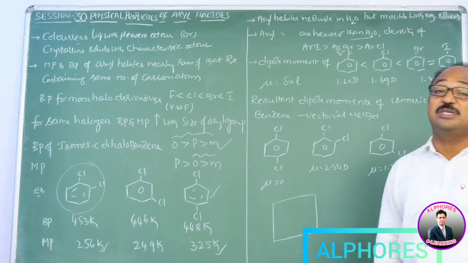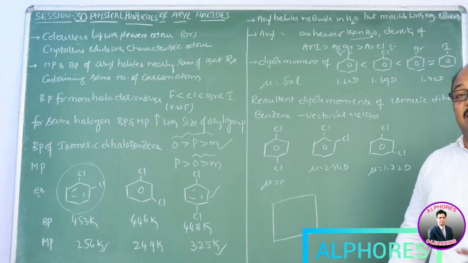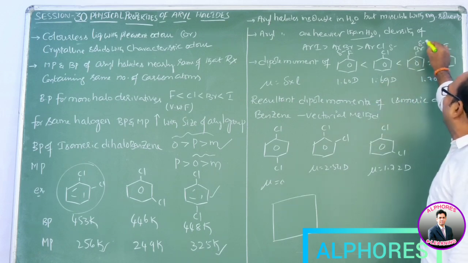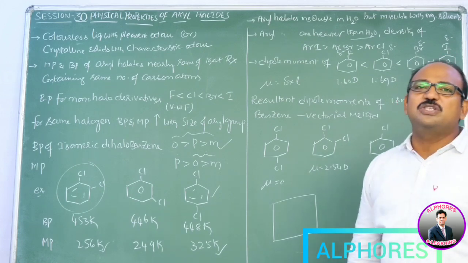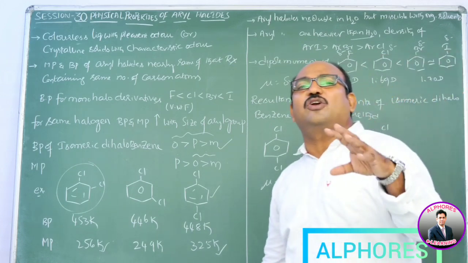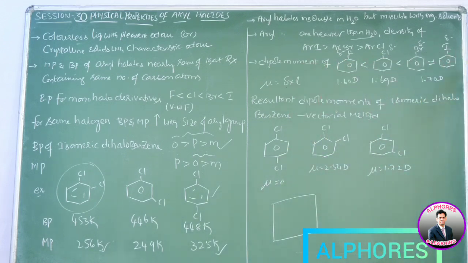Because of the plus M effect, something happens here. So the negative charge developed on this chlorine is less, and we do not expect that much in bromine, and in iodine much less. That means the dipole created on a particular halogen atom is less in iodine and very high in fluorine.